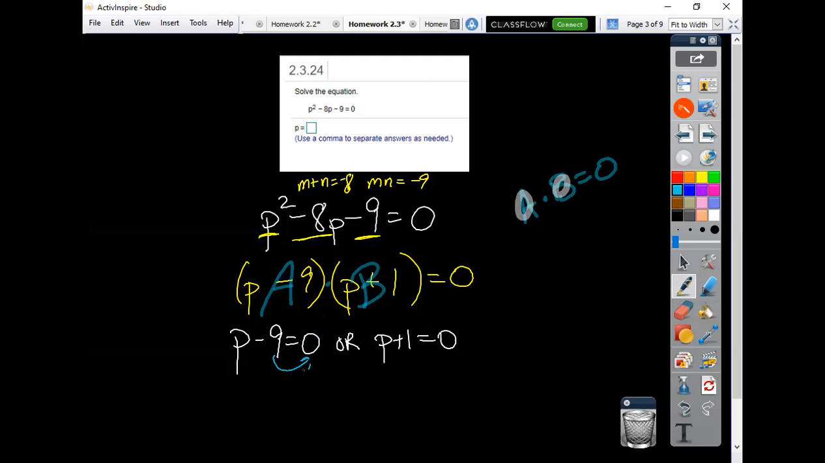So let's just see what those two solutions are. Add the 9 over, or do it in your head, and you could easily see that p is 9 there. Or the other number that would make this work, if I subtracted 1 to the other side here, 0 minus 1 would be negative 1. So there would be my two solutions for problem 2.3.24 in the Math Excel of Algebra 2.